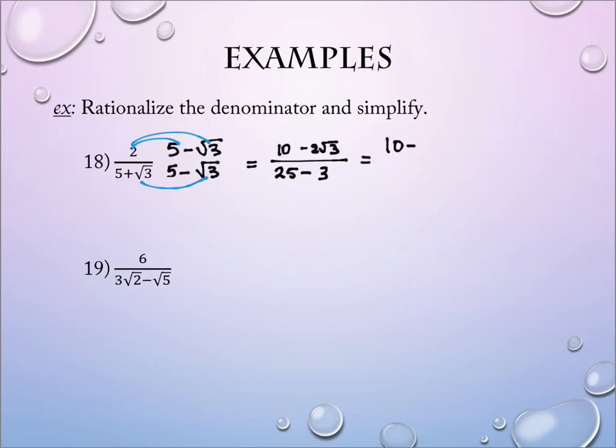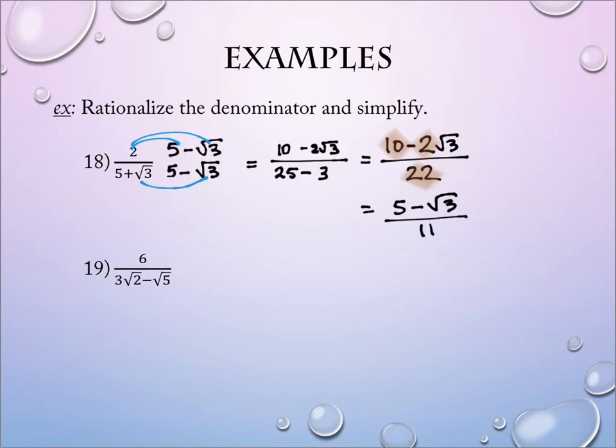The terms in the numerator are not like terms, so I cannot combine them. But in the denominator, I have 25 minus 3, which is 22. Yes. And there's one piece that I can finish up dividing here. These three numbers are all divisible by 2, so I can divide them all by 2. So I have 5 minus, you can put a 1 here if you want, or you can leave it off, square root of 3 over 11.